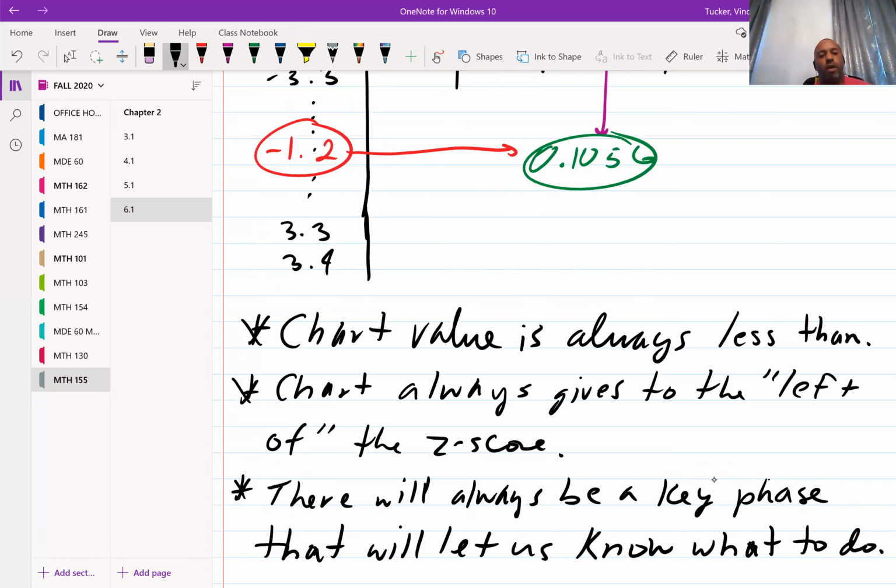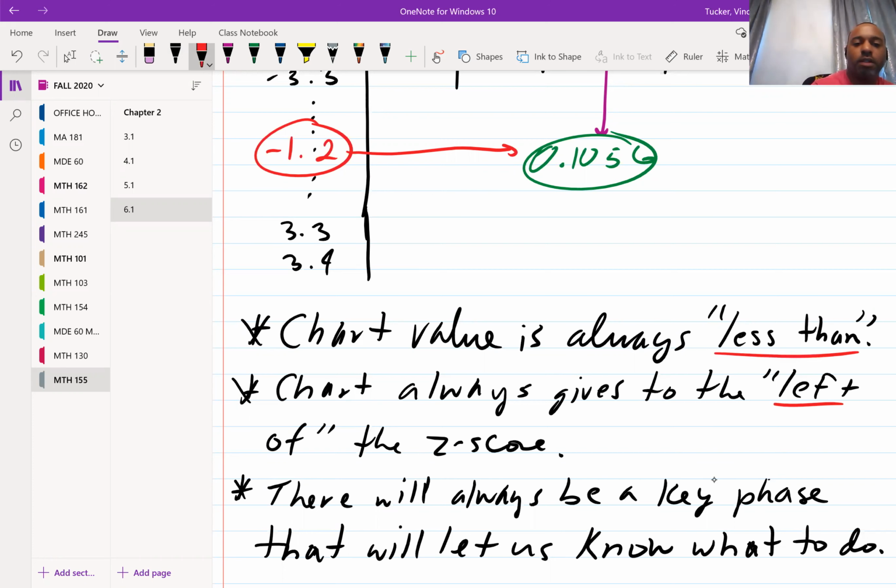All right, so this is what I was mentioning before I went back to the notes. Chart value is always less than. Chart always gives to the left of, which is the same thing as less than, just rewording it, just to make sure we're clear.